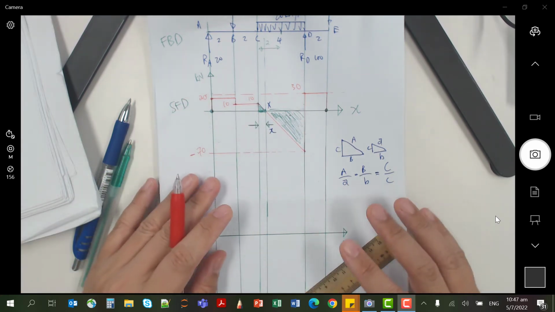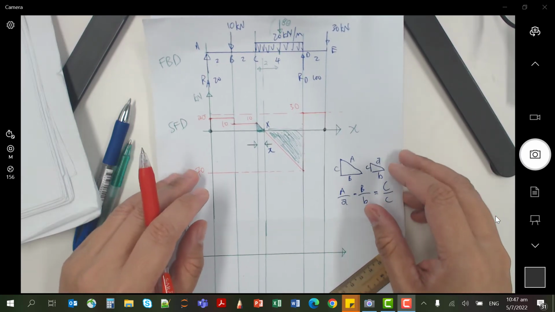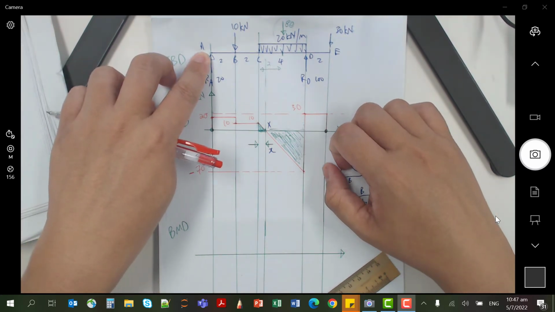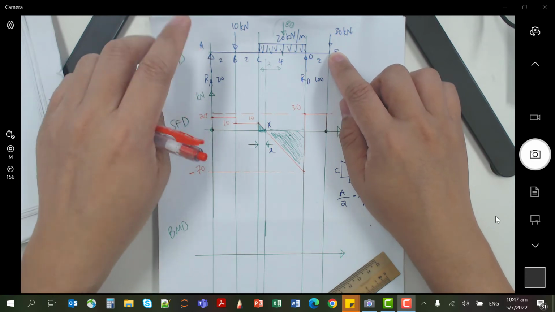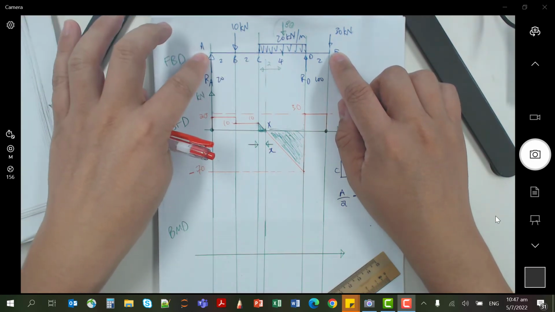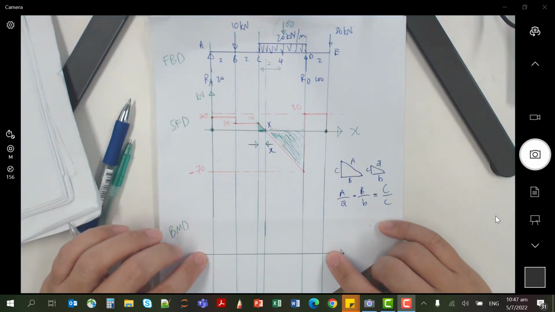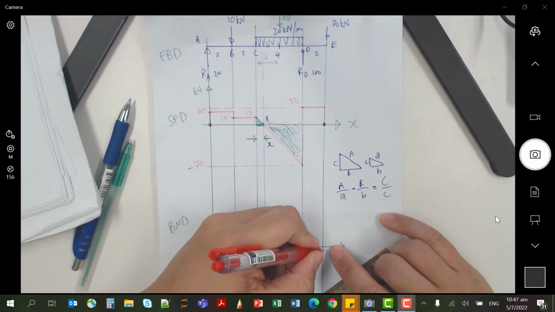Then there's one more thing that you also need to know. Bending moment at simply supported points and also at free ends is zero, because they are free to rotate, so there's no resisting moment. The bending moment at both ends is zero. So very similar to shear force, it's going to start at 0 and end at 0.